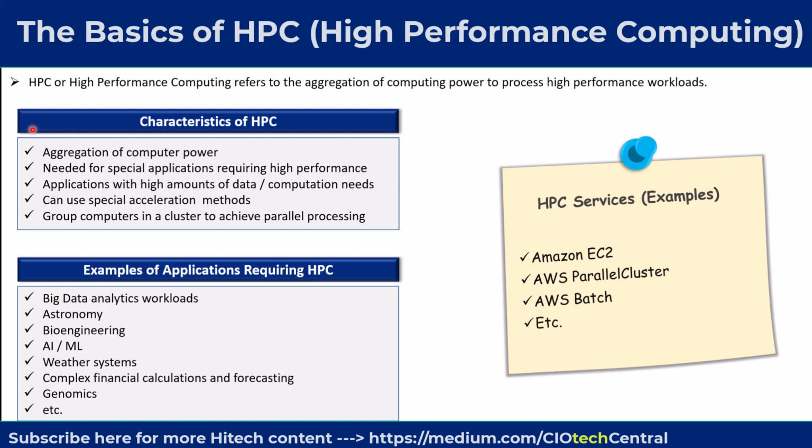As for the examples of HPC compute services, most cloud providers provide HPC services. So for example, we see Amazon's EC2 is also available in HPC configurations. AWS ParallelCluster is a service where one can deploy HPC clusters, enabling parallel computing for specific kinds of tasks and applications. AWS Batch is another service which is available as an HPC service to process large batch jobs, and so on.